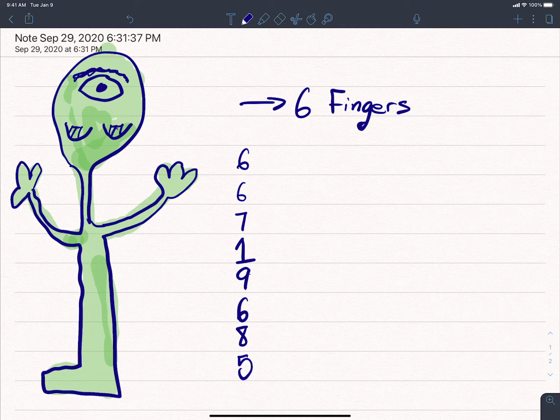Let's see, we were doing 15. Another 6-finger alien, an 8-finger alien, a 7-finger alien, another 5-finger alien, a 6-finger alien, 9 fingers, 12 fingers, and I think that's 15. 1, 2, 3, 4, 5, 6, 7, 8, 9, 10, 11, 12, 13, 14, 15.